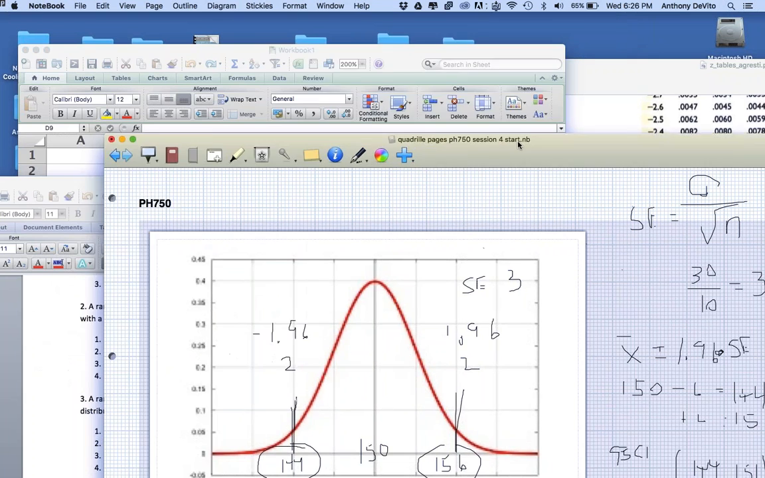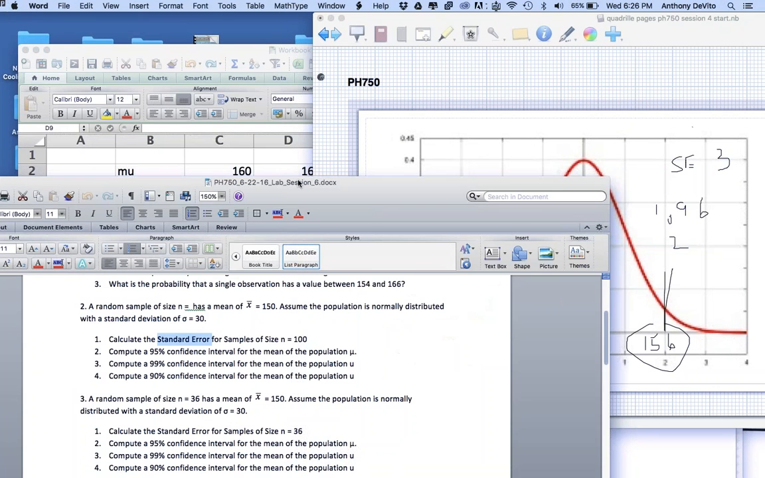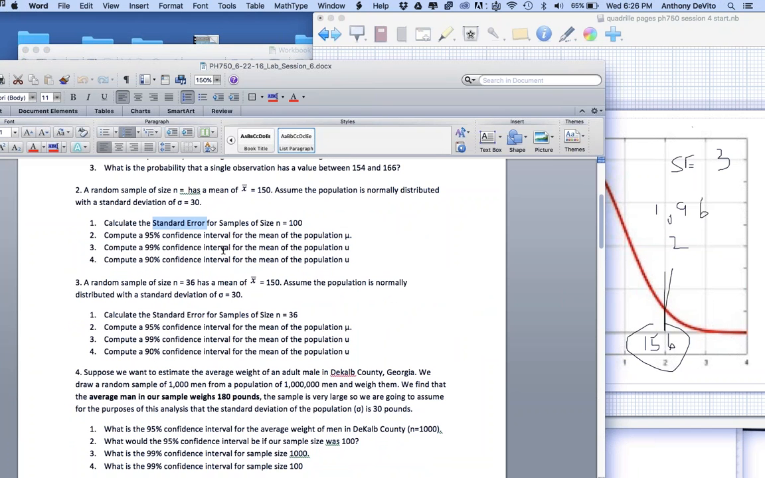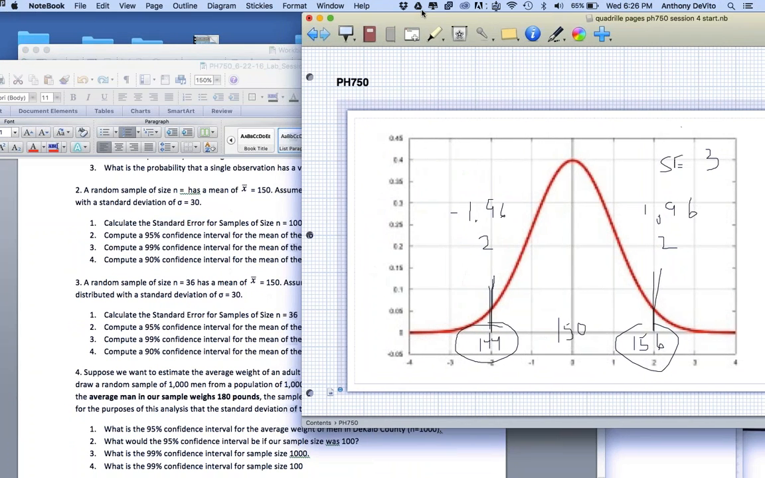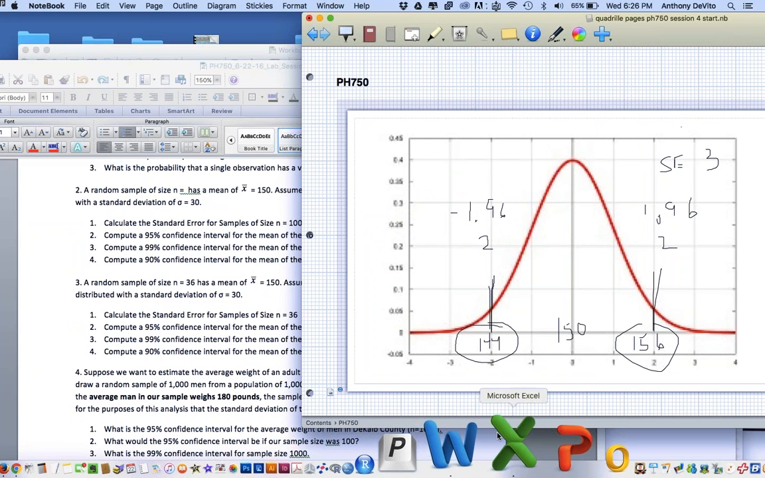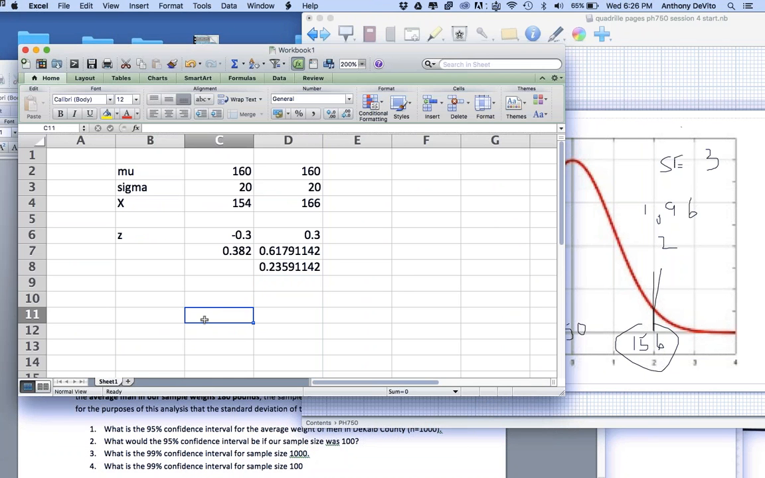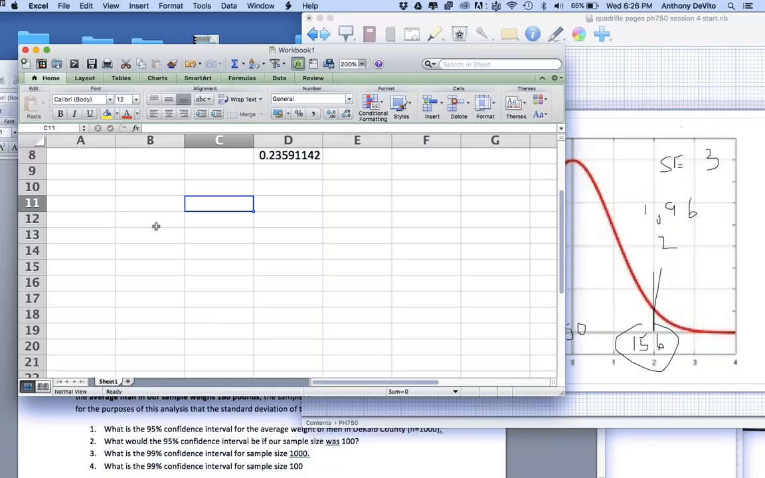So let's go back and pick up where we left off here. Now compute a 99% confidence interval for the population mean. Well, how would I do that? I'm going to pull up Excel now for this. Okay, now compute a 99% confidence interval. Well, what was X bar? X bar was 150.